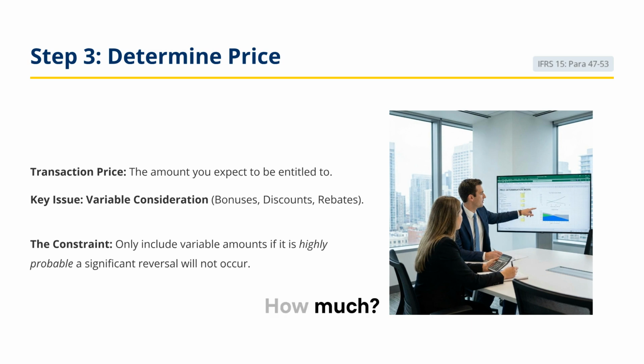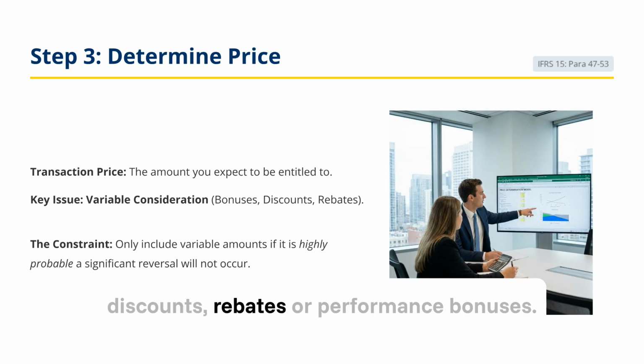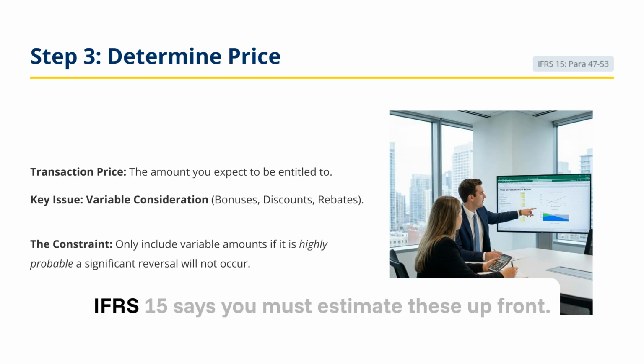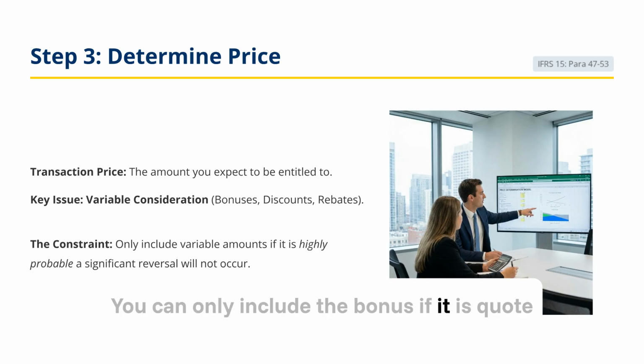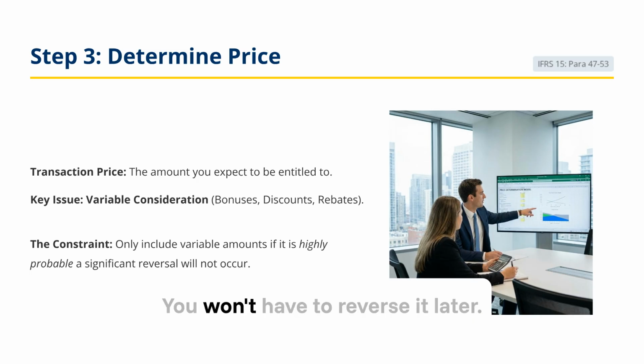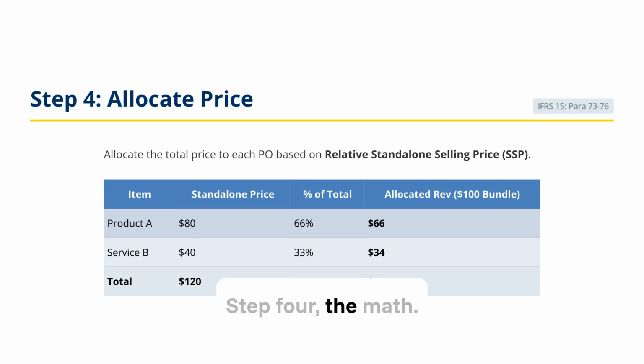Step 3. How much? This gets tricky with variable consideration, discounts, rebates, or performance bonuses. IFRS 15 says you must estimate these up front. But there is a constraint. You can only include the bonus if it is highly probable you won't have to reverse it later. Be conservative.